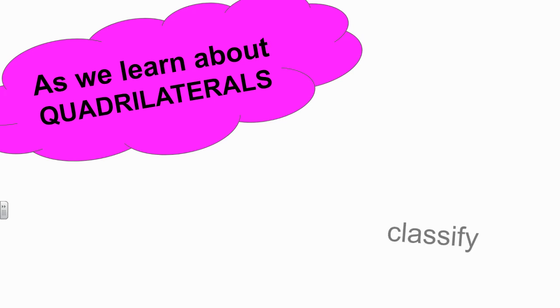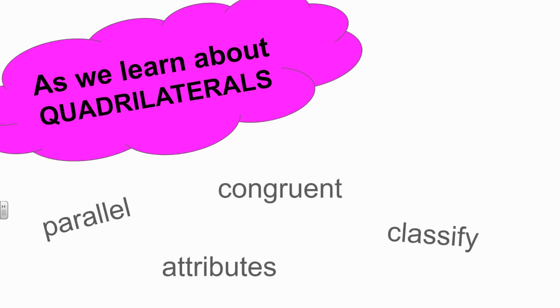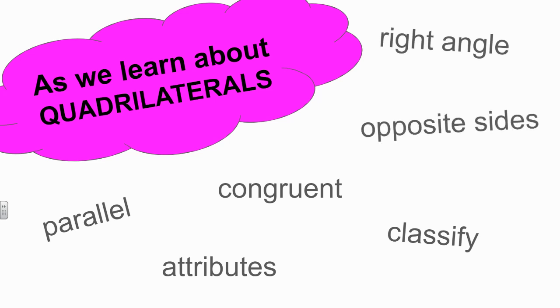So again, as we're learning about quadrilaterals, look for the words classify, attributes, parallel, congruent, right angle, and opposite sides. If you are confused in the upcoming videos, you can always go back to this video for this vocabulary again. It will be very important and very helpful.